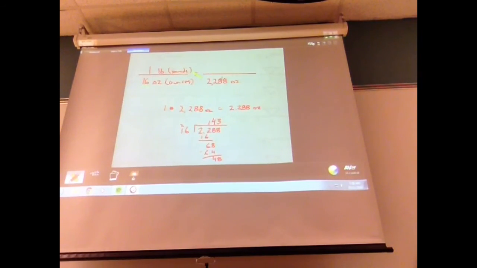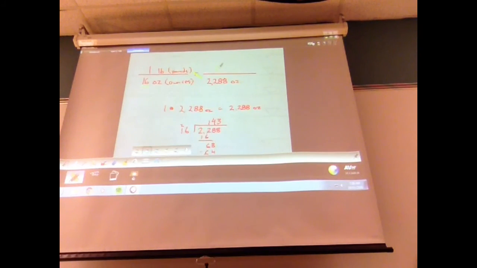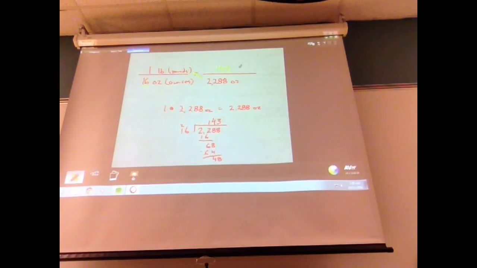So what I'm left with is this. Jeff, who weighs 2,288 ounces, also weighs 143 pounds.